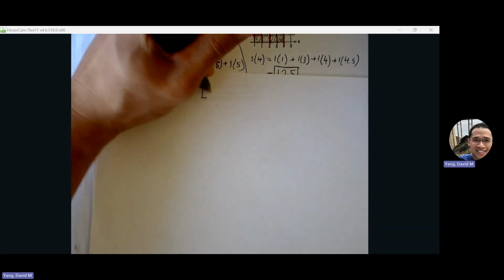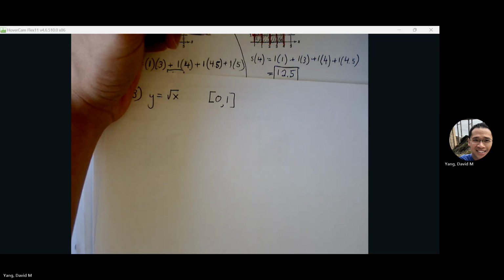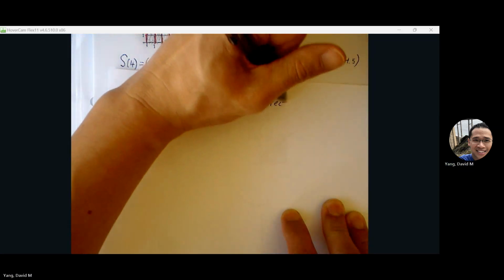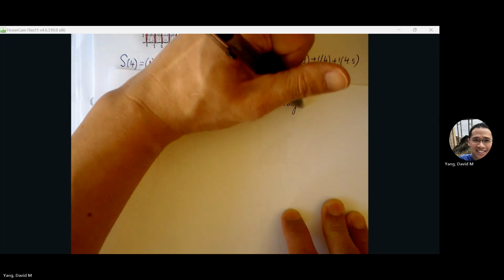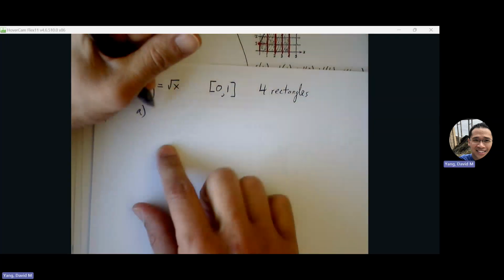Okay, the interval is going to be from 0 to 1. And we want to use 4 rectangles. So part A, we're going to do left-handed rectangles.